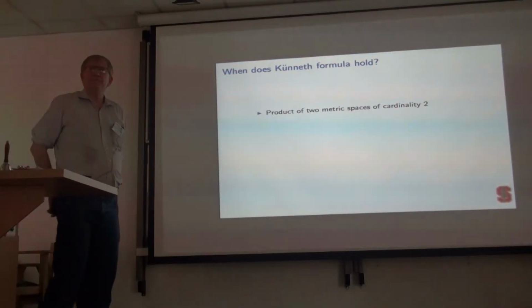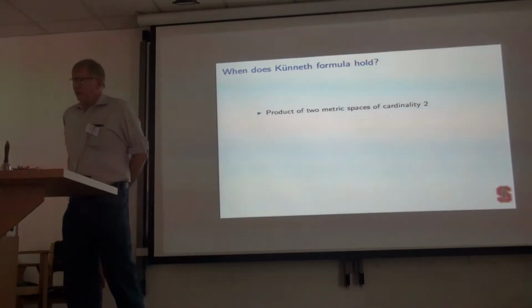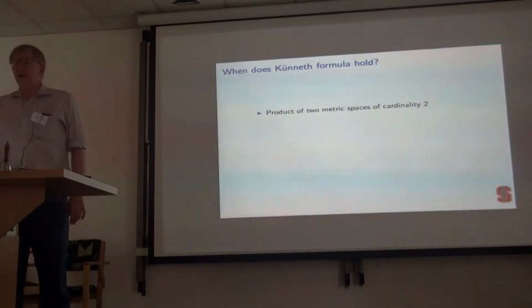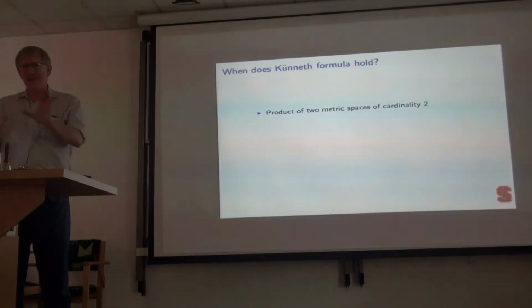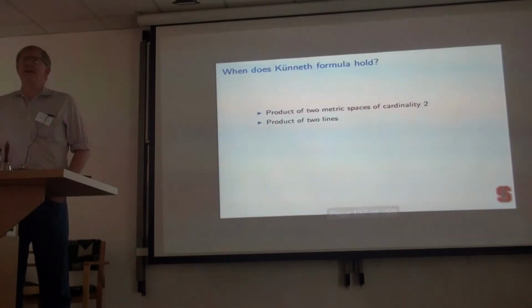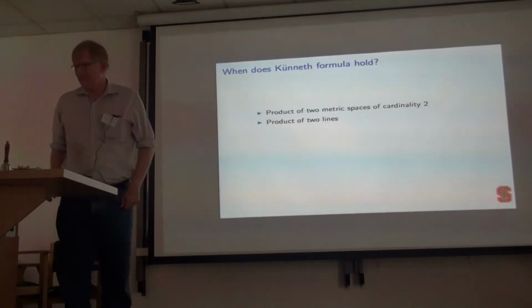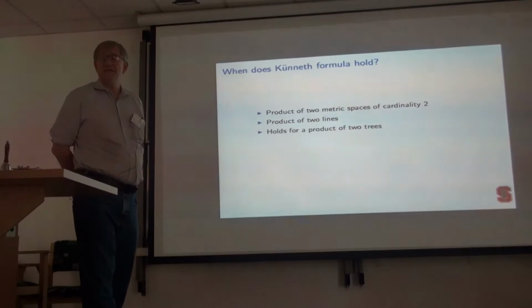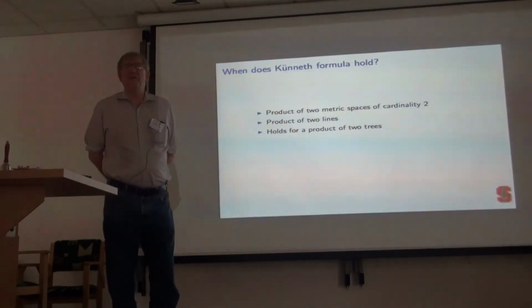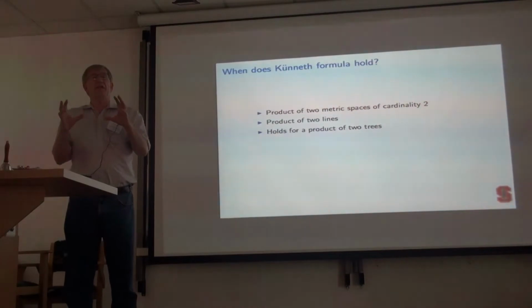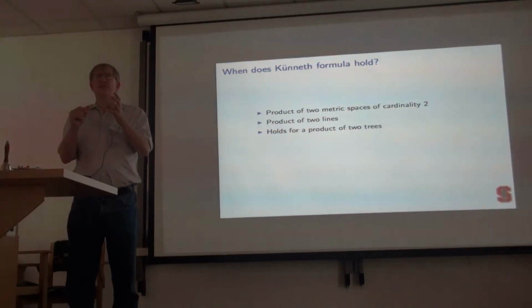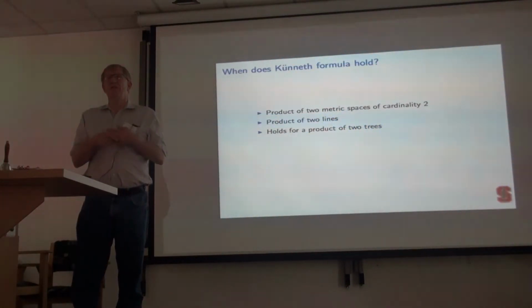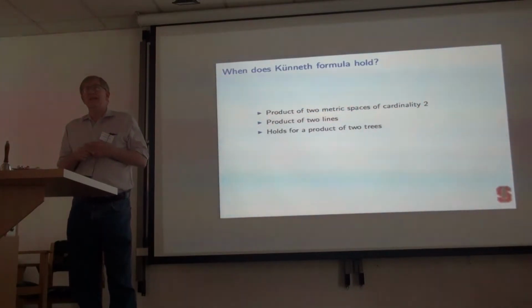But when does it hold? So it holds for a product of two metric spaces of cardinality 2. So, a product of two lines, two graphs that are lines. In fact, it holds for a product of two trees. In fact, you can perform a proof that's very much like the one I just gave for trees, but that instead works for cubical complexes of dimension 2, where you map in and you can perform an induction very much like the one I just did to get an answer in that situation. It, however, does not work for a product of 3 trees.